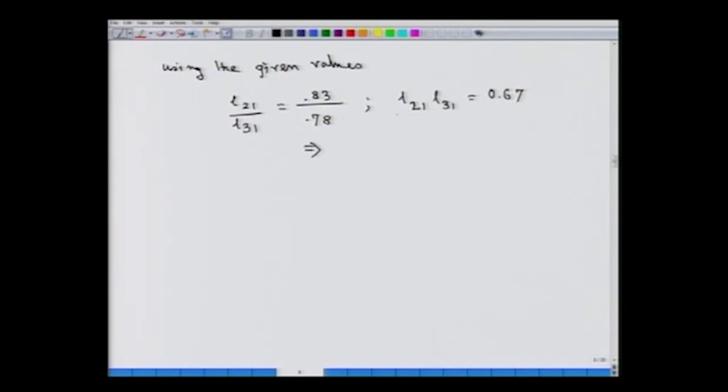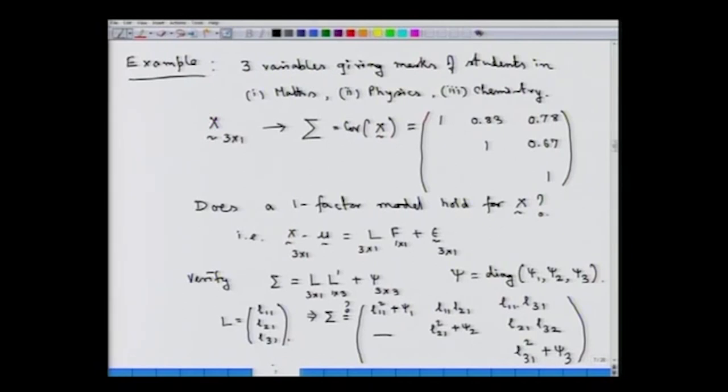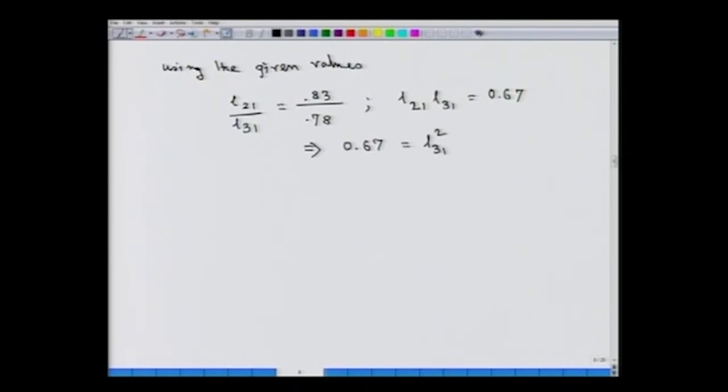This would imply, using these two equations, that 0.67 is equal to L21 multiplied by L31, so this term is now equal to L31 square times 0.83 divided by 0.78. This leads us to the numerical value of L31 square, and we can write the L31 value as plus or minus 0.793. Now, let us take this L31 to be the value with the positive sign.